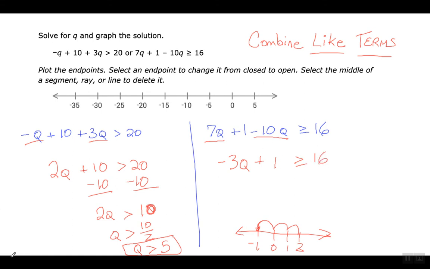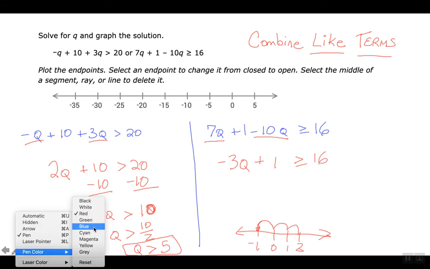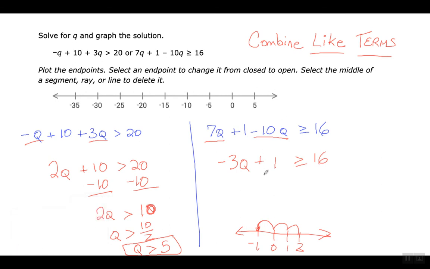Okay, so now I'm going to subtract 1 from both sides. Okay, now look, now I got another situation where the sign is going to flip.